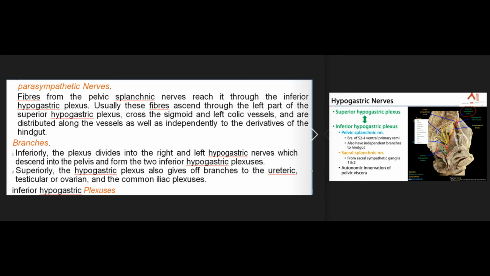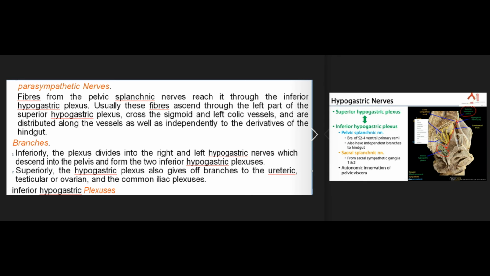Branches. 1. Inferiorly, the plexus divides into the right and left hypogastric nerves which descend into the pelvis and form the 2 inferior hypogastric plexuses. 2. Superiorly, the hypogastric plexus also gives off branches to the ureteric, testicular or ovarian, and the common iliac plexuses.